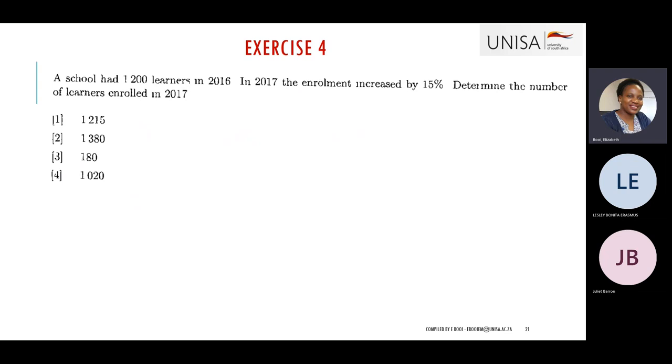So I'm going to assume that that will be the answer. A school had 1,200 learners in 2017. Oh, sorry, in 2016. In 2017, the enrollment increased by 50%. Determine the number of learners enrolled in 2017. How many learners were enrolled in 2017?